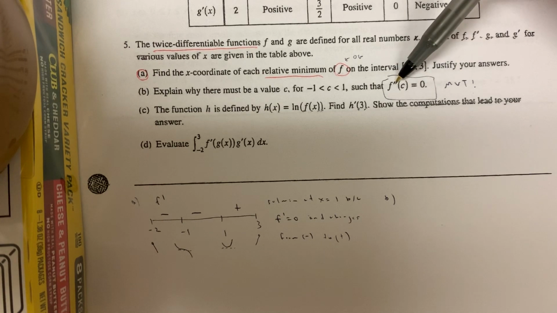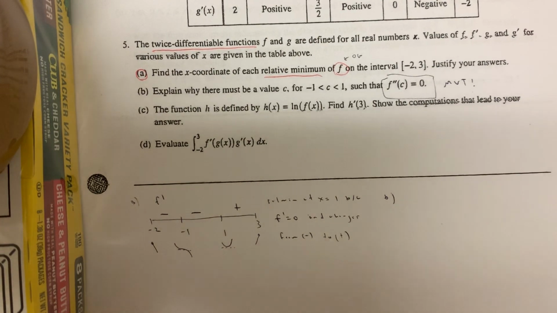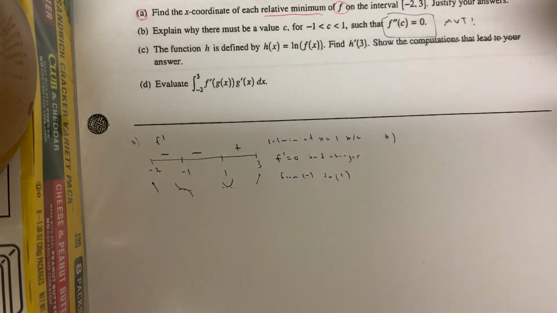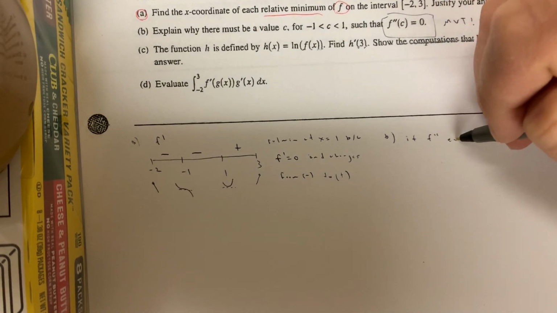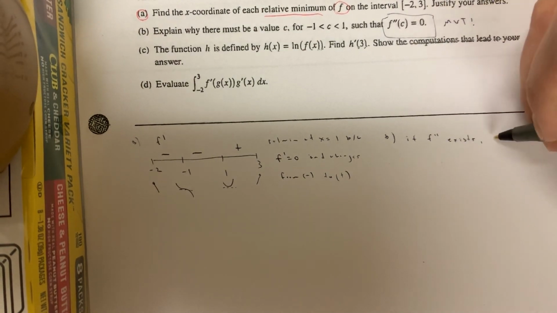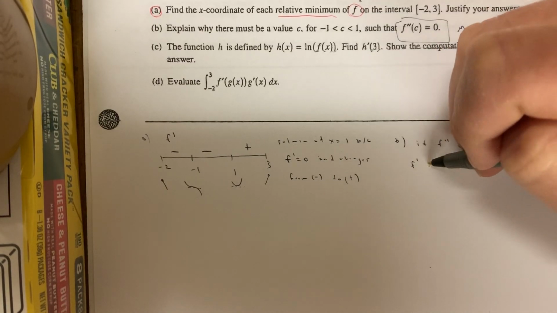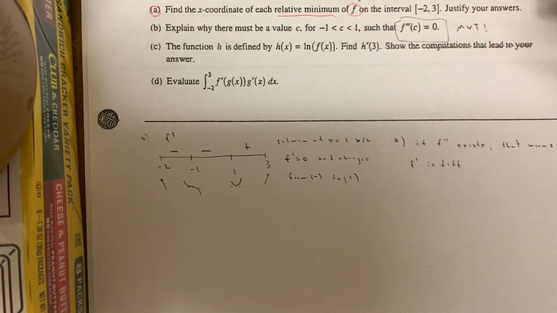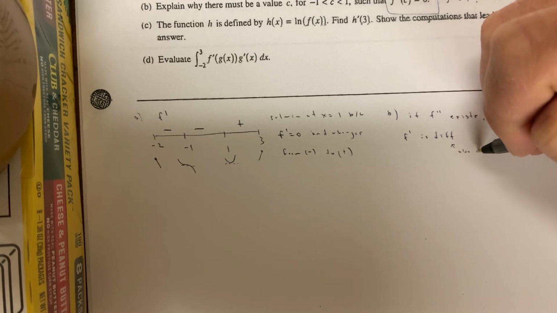Well, the function f, they tell you, is twice differentiable. That means its second derivative exists. So if f double prime exists, that actually means that f prime is differentiable. You don't need to write this, but I'm writing this for you. If f double prime exists, that's the derivative of f prime. So that means f prime is differentiable. And if f prime is differentiable, we also know that it's also continuous.